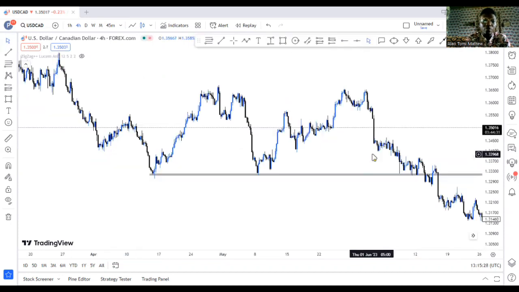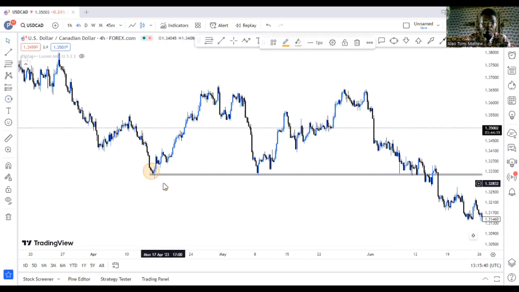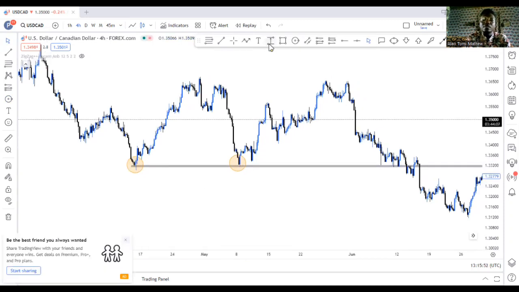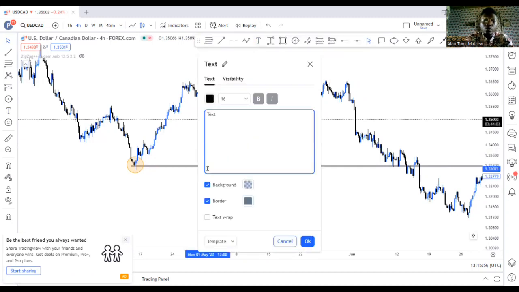So now, prior to this time, let's say all this data here was not here before. We only have this, and we have this. So now we've marked out here as our support area.